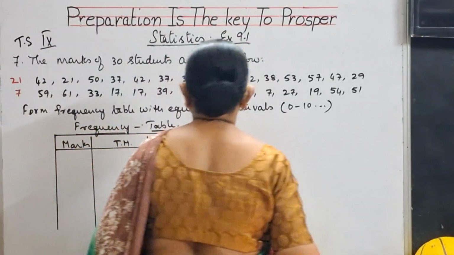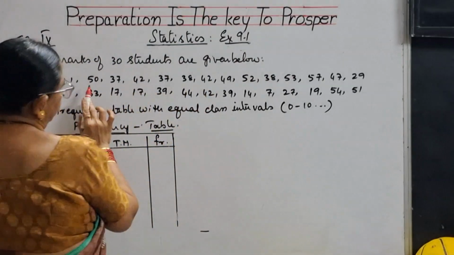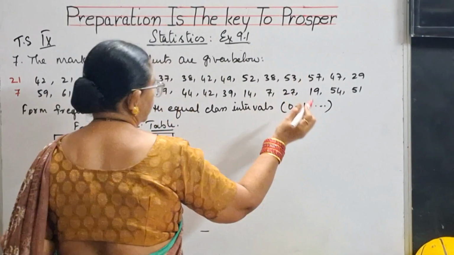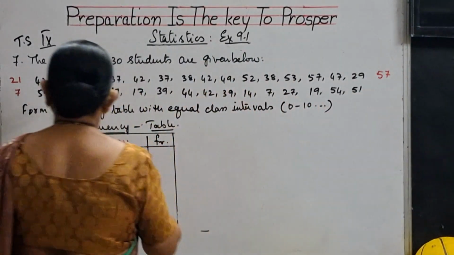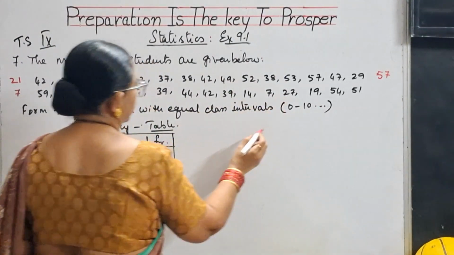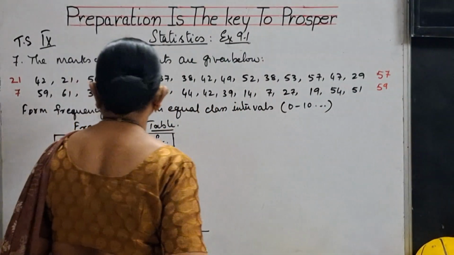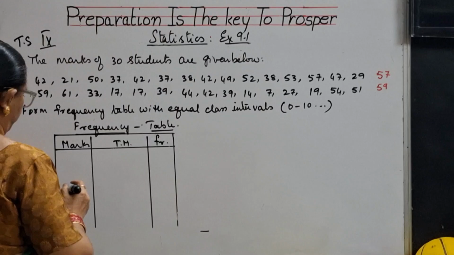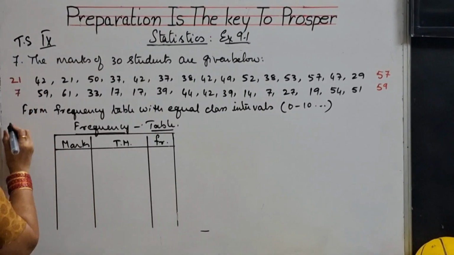And let us write the highest value here. Here 50 is there. This is 50 and 52, 53, 57. So we'll be going for highest value 57 here. And here the highest is 59. That's also 59. So we can talk about the range.